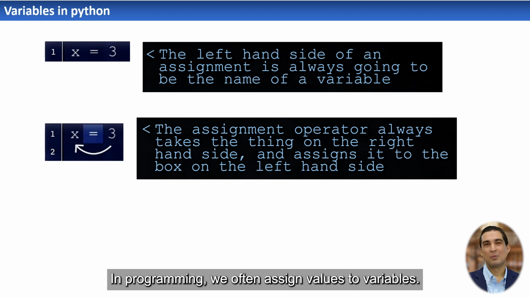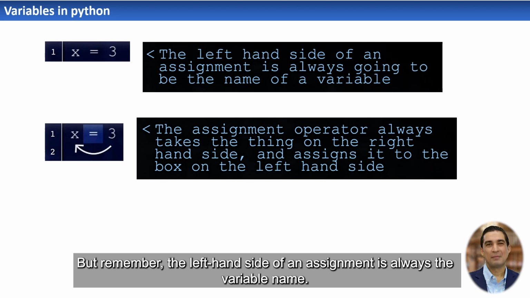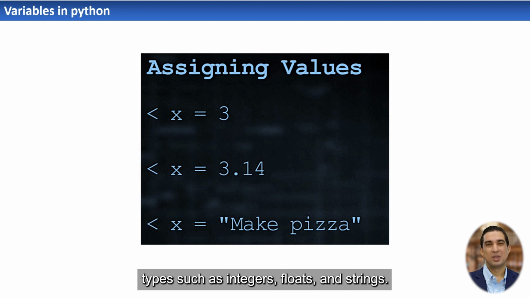In programming, we often assign values to variables. Think of them as containers holding data. But remember, the left-hand side of an assignment is always the variable name. Here, we showcase various variable assignments, demonstrating the allocation of diverse data types, such as integers, floats, and strings.